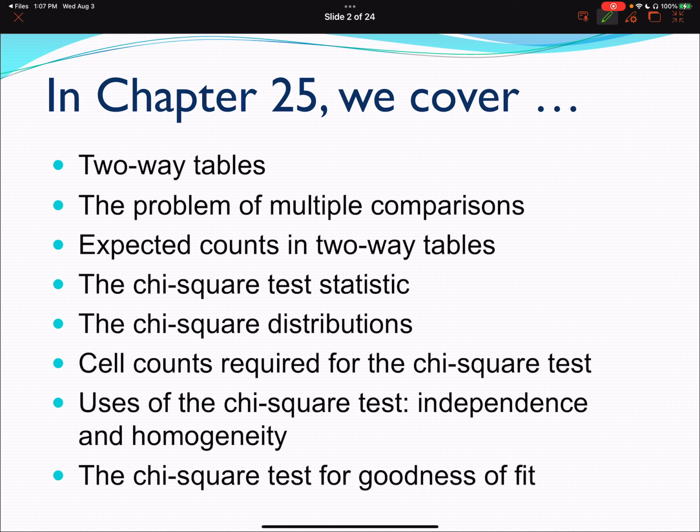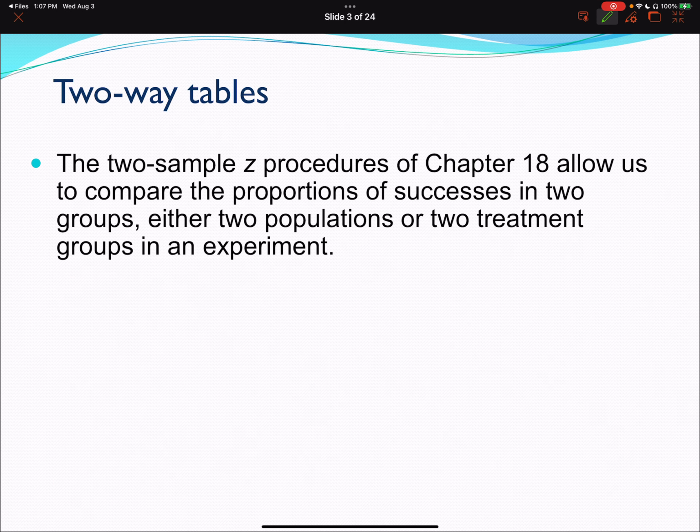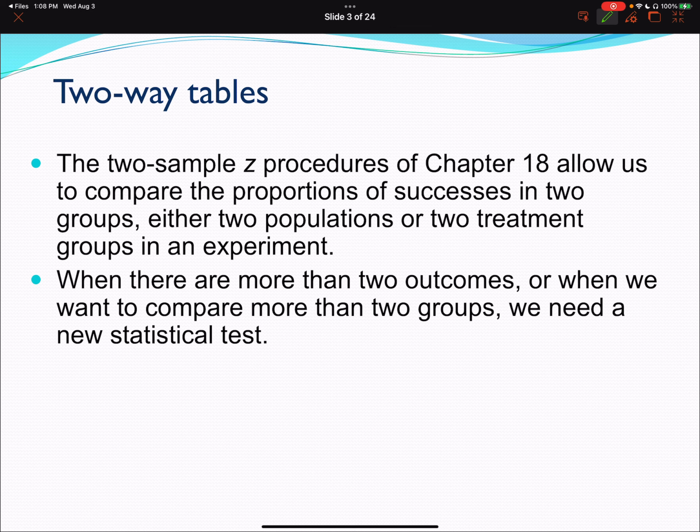A first place to start, before we can compare any two variables, is with two-way tables. And you have seen these before, specifically when we were working with proportions. The two sample Z procedures we did in chapter 18 allowed us to compare the proportions of successes in two groups, either two populations or two treatment groups in an experiment, right? When there are more than two outcomes, or when we want to compare more than two groups, we need a new statistical test. And for that, we need a chi-squared test.